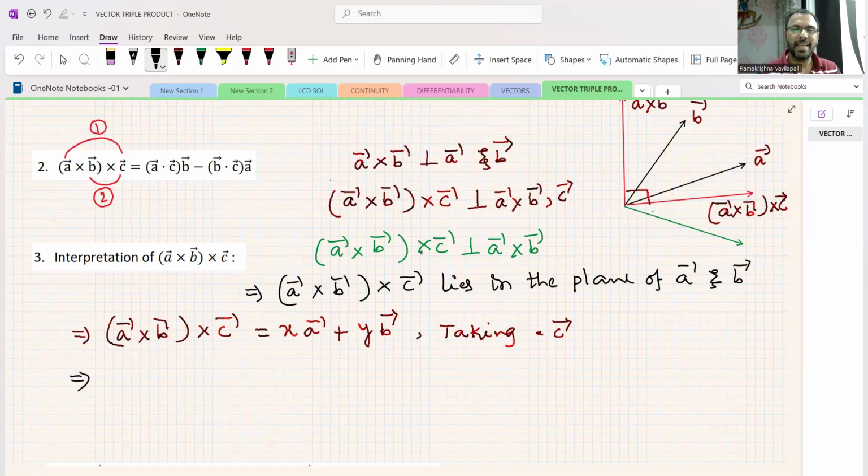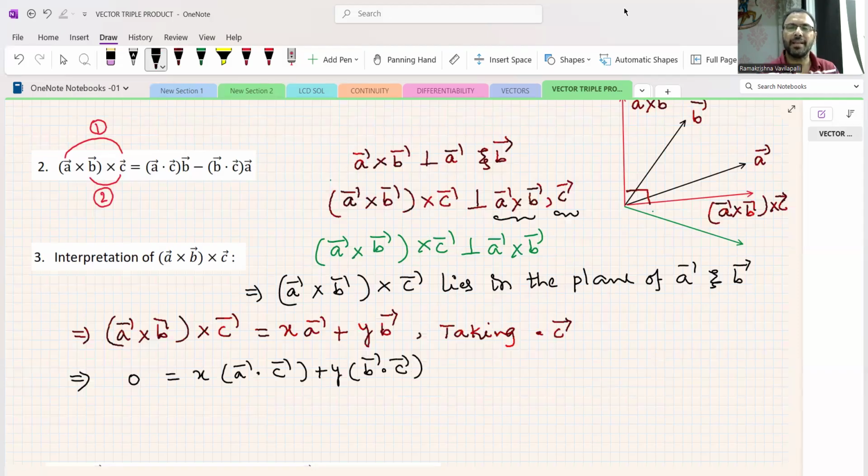Anyway, you see, A cross B cross C is perpendicular to A bar cross B bar and C bar. So on taking dot C, you will get LHS is equal to 0, because A cross B cross C is perpendicular to C bar. So dot product is 0. Whereas on RHS, X into A dot C plus Y into B bar dot C bar.